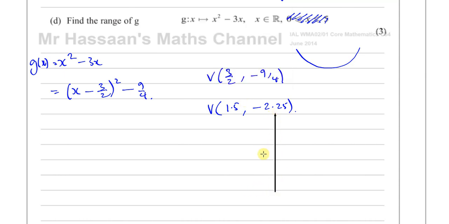It's very important for us to think about how it looks. So this graph will have the vertex at 1.5 and minus 2.25. This is the vertex. And this is going to pass through the origin, because when x is 0, y is 0. And it's also going to pass through the point where x equals 3, because you have x times x minus 3 equals 0, x equals 0, x equals 3. So it's going to go through these 2 points.